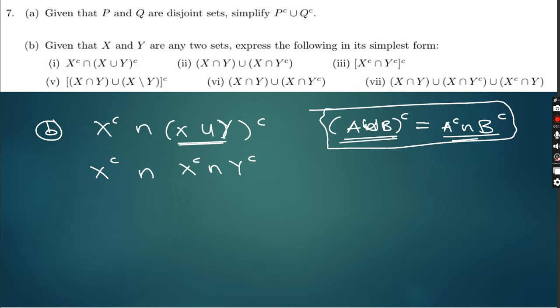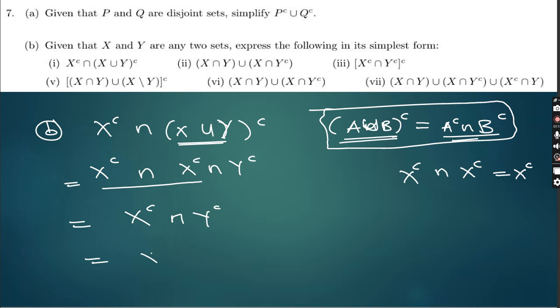Now I want you to look at this: X complement intersection X complement. When you are intersecting two sets that are the same, the answer is the same set. Very simple. You need to know those laws. So X complement intersection X complement gives X complement, and we have X complement intersection Y complement. Now using De Morgan's law, this can be written back as X union Y complement. As simple as this.